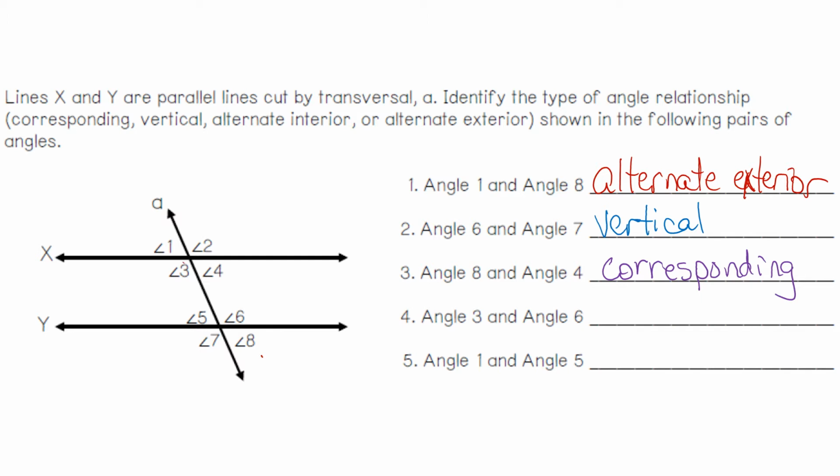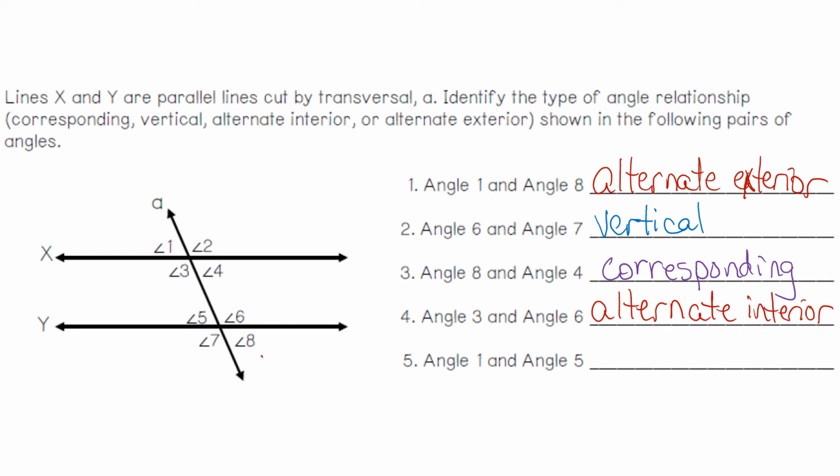Looking at angle 3 and 6. They're both on the inside of the parallel lines. They're on alternate sides of the transversal. One's on one side, one's on the other. So these are called alternate interior. Alternate interior are also congruent.